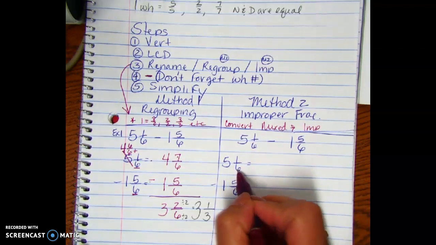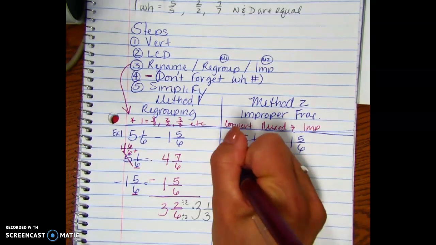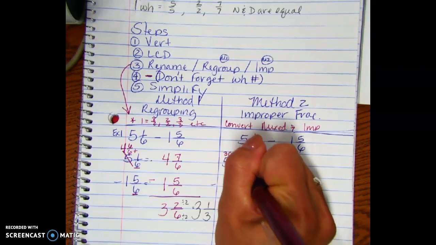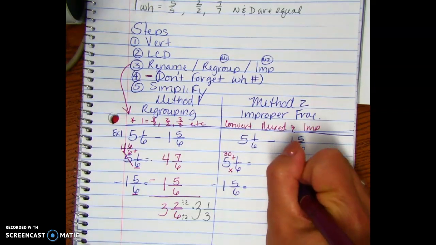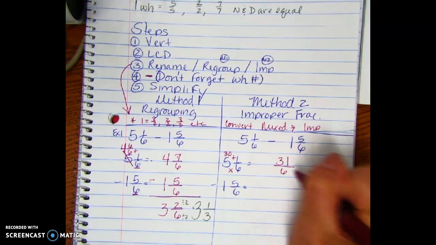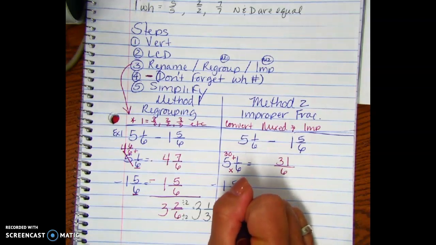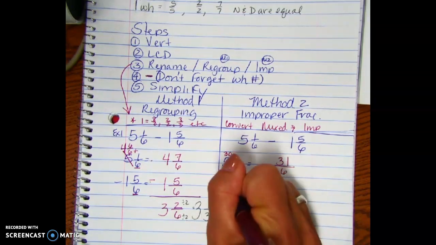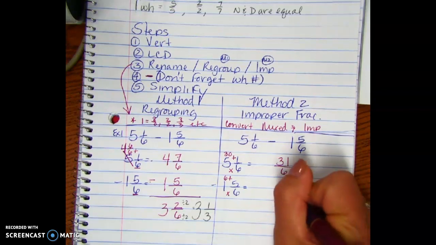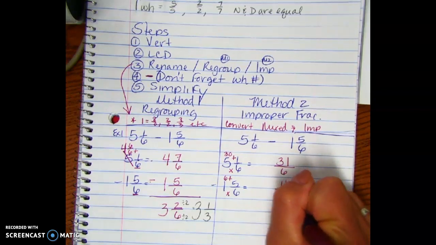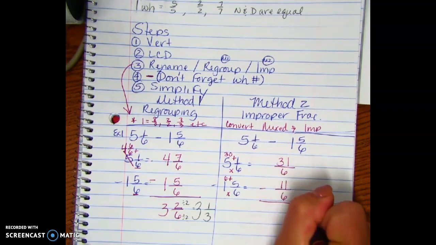That's where we took our denominator times our whole number, and then we add that to the numerator, and we end up with 31 over our least common denominator. So whatever we did here, we have to do that here as well. 6 times 1 is 6, plus 5 is 11 over the common denominator, and now I can subtract.